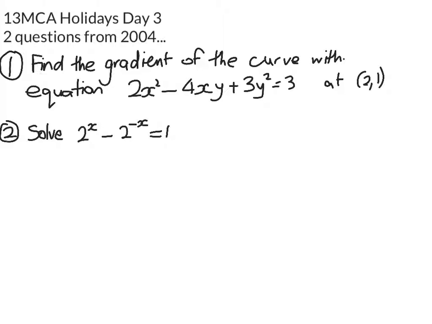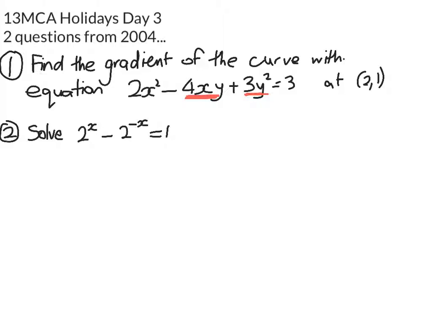Okay, so the first question is a straightforward implicit problem. The tricky term in here is going to be the 4xy, where we're going to have to use the product rule. We're also going to have to use implicit on this part here, but it's not too bad.